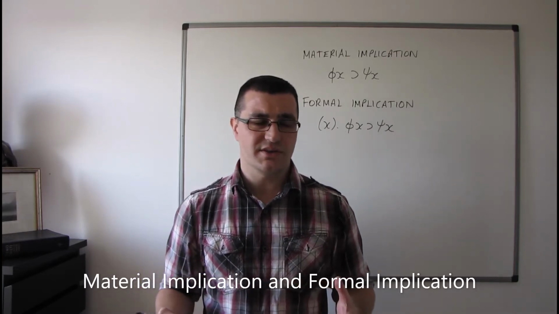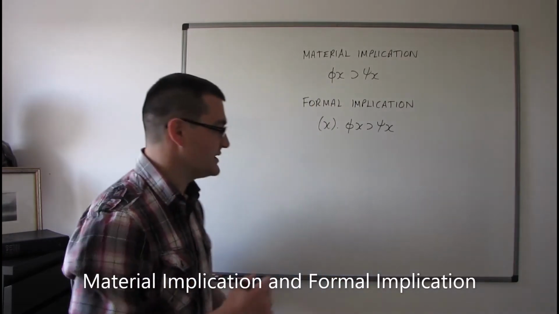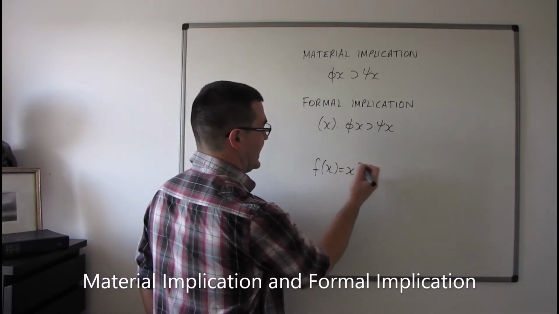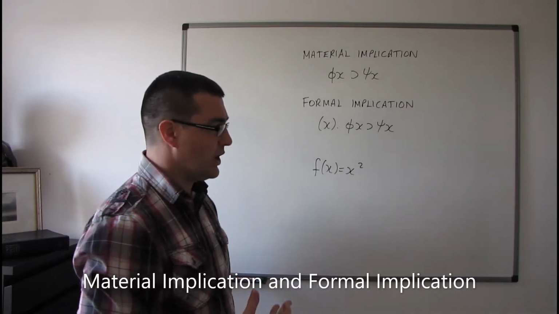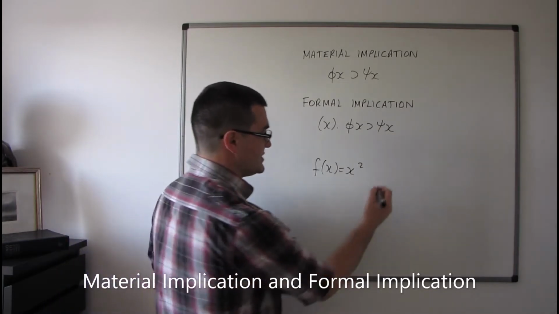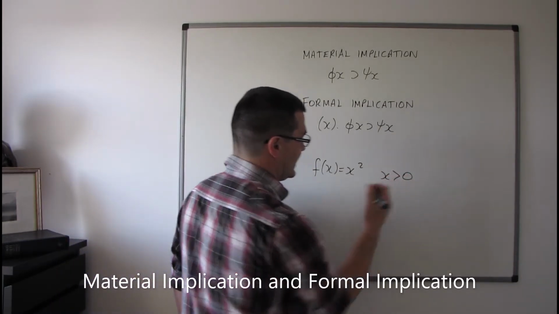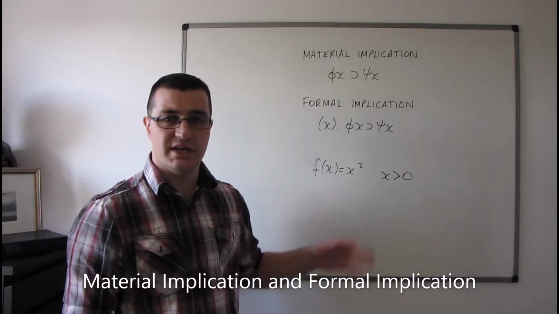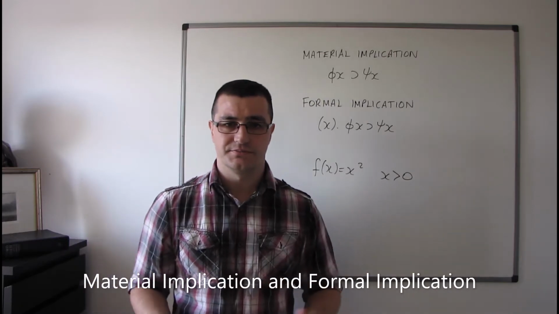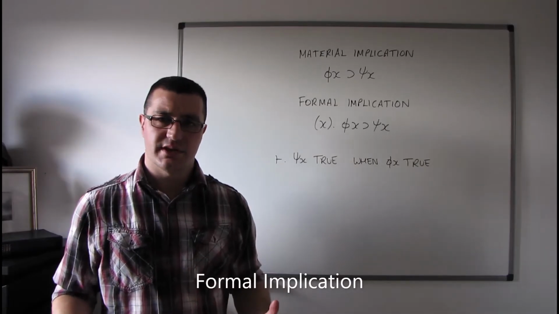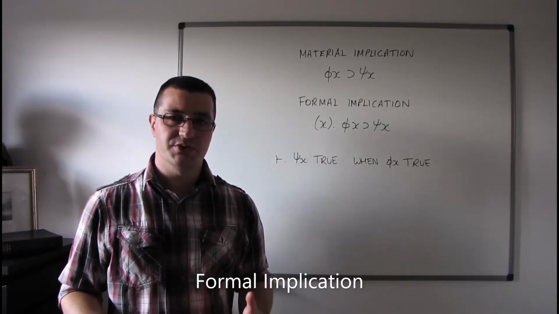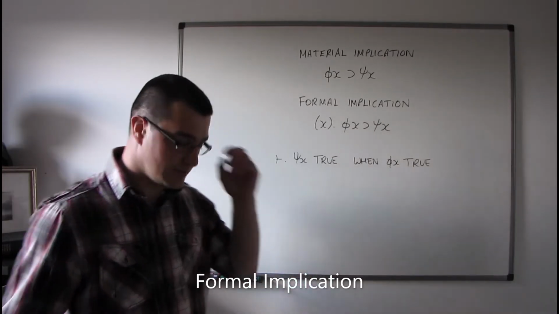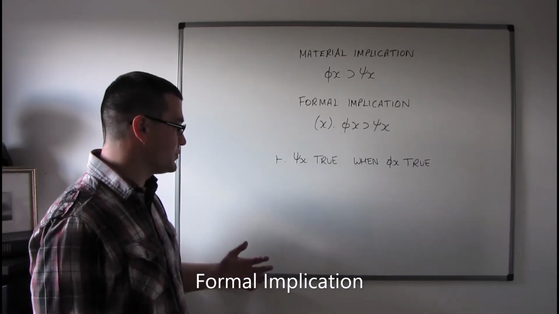In the same way that if we take something like f of x equals x squared, I could consider this function on the domain x is greater than 0, even though the natural, let's say the natural domain of this function is x is a real number. So let's have a look at how we can effectively use formal implication to unrestrict a variable. So I'll just take a few minutes to explain how this works.